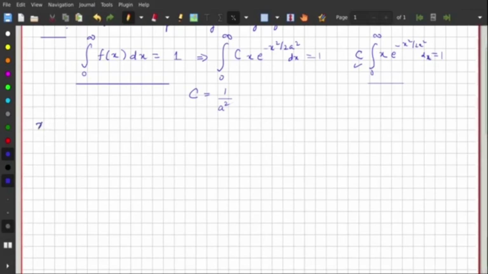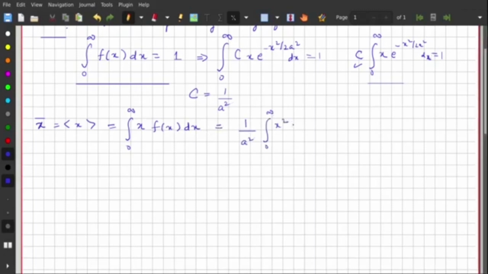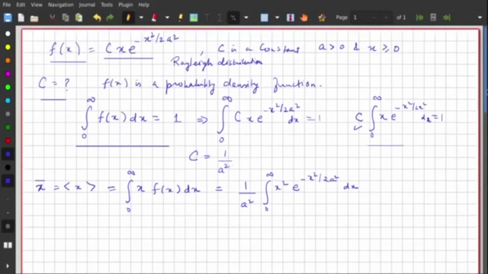Next, the question is, given the same probability distribution, compute the mean. That means they are asking us to compute x bar, the expectation value of x. This is again quite straightforward, since we now know c, which means we know the probability distribution. This is nothing but the integral from 0 to infinity of x f of x dx. So this becomes 1 over a square times the integral from 0 to infinity of x square e to the power minus x square by 2a square dx. From here we can directly evaluate the integral and compute the mean.